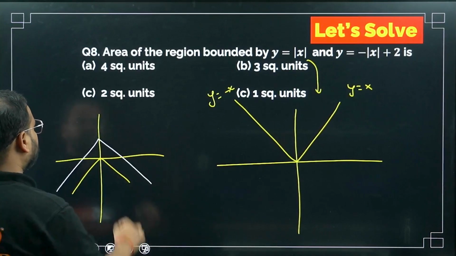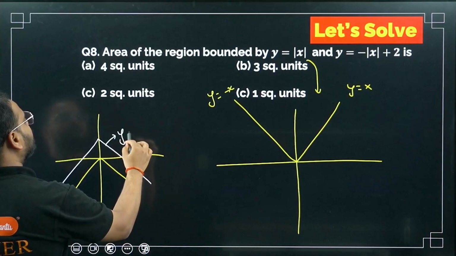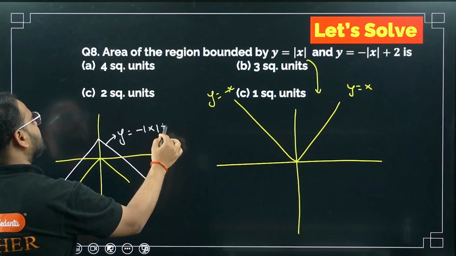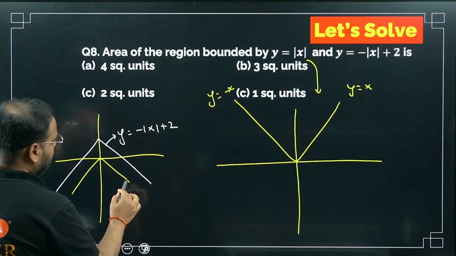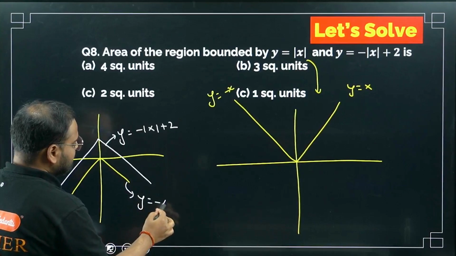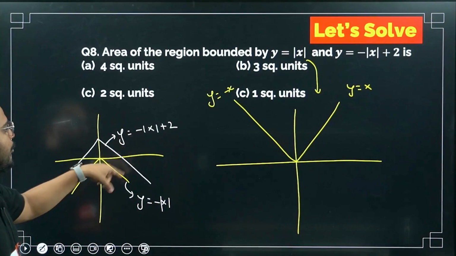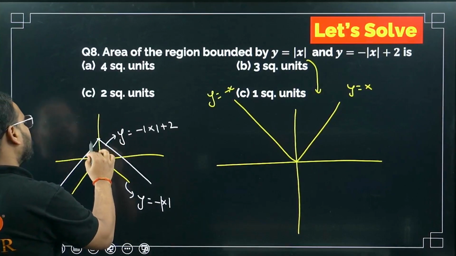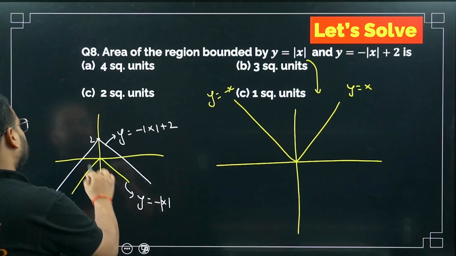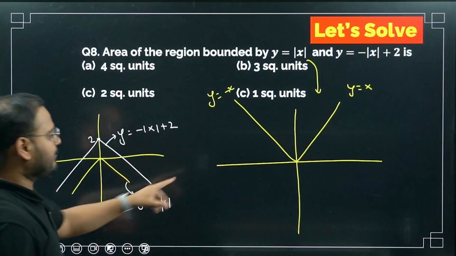What is this curve? This curve is y equal to minus mod x plus 2. Yes or no? What is this? This is nothing but y equal to minus mod x. I'm taking it 2 units upward. What is this value? 2, sir. Yes, this is 2. This is rough. I'm going to draw it over here.